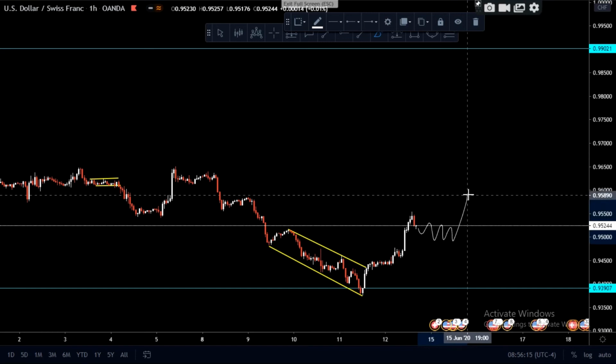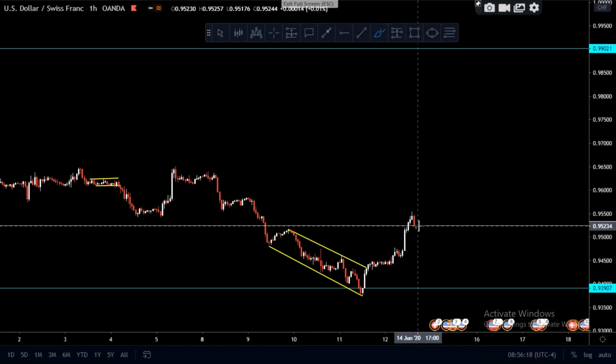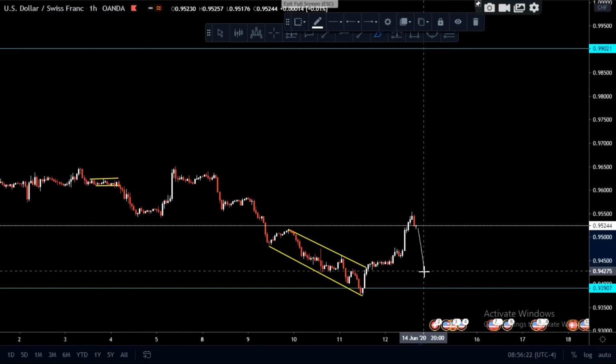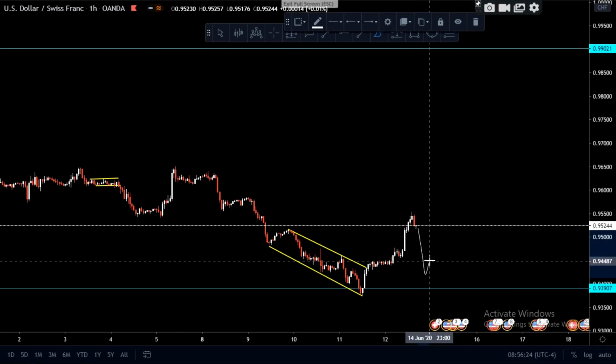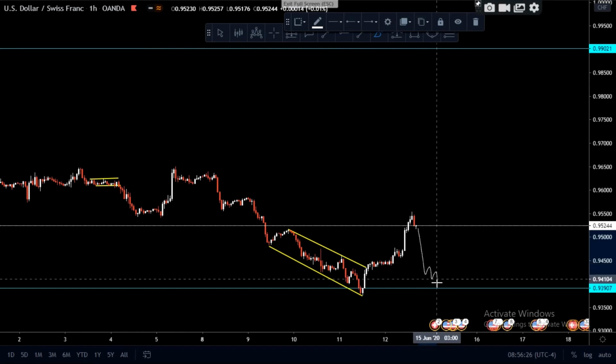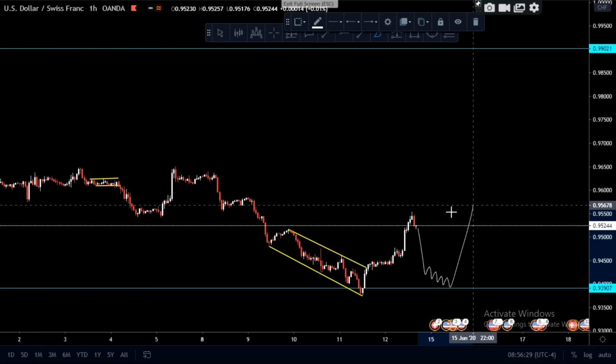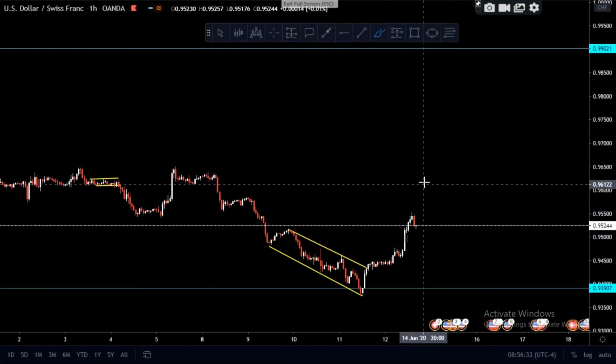But then what will happen if, for example, price pushes to the downside? We will now be expecting what? A double bottom, and then we'll be expecting such a correction to take advantage of it. So that's it for the USD Swiss franc.